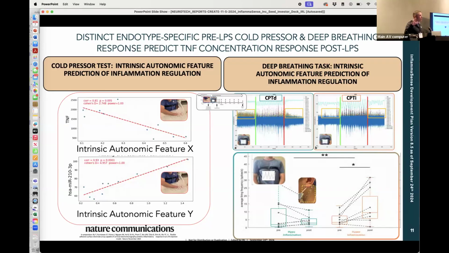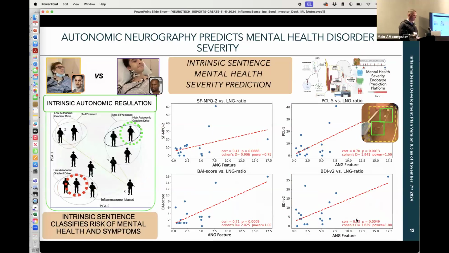If I took you in this room and had you stick your hand into a cold ice water bucket, I can get a prediction of the amount of inflammation that you may have if you did have an inflammatory cascade occur. Similarly, across another autonomic test, this is a deep respiration test. We have patients, or just subjects, healthy subjects, do deep breathing up and down for 20 breaths, and they segregate based upon their autonomic response.